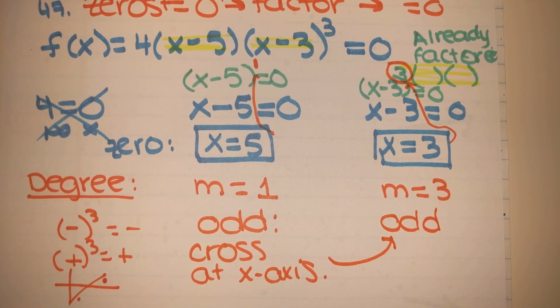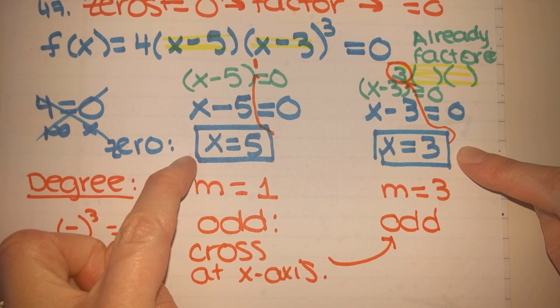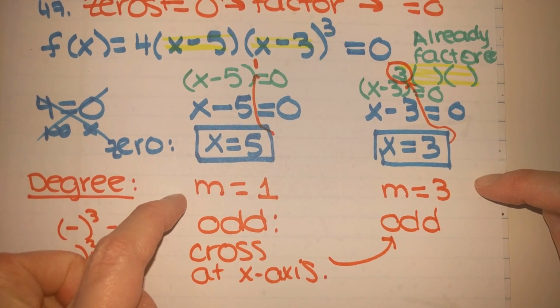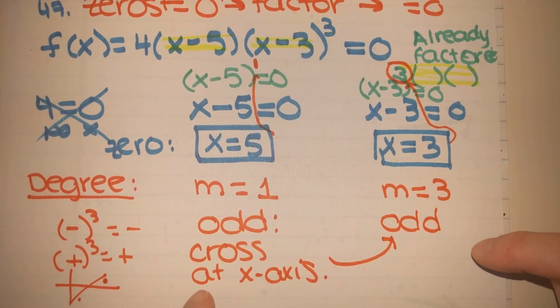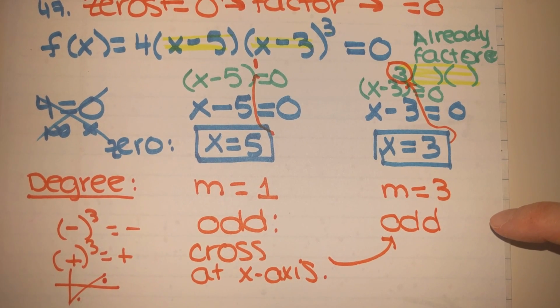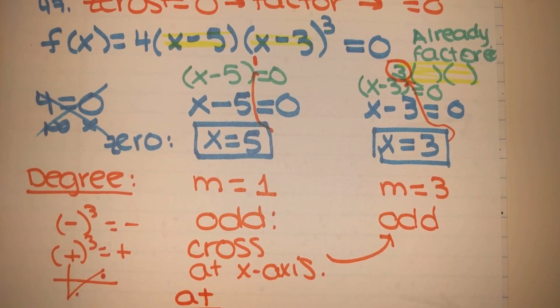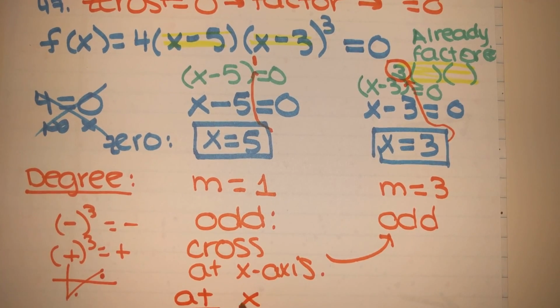So in this question, our zeros are 5 and 3. Multiplicity is 1 and 3 respectively. And because both of those multiplicities are odd, this function we will see crossing at the x-axis at those zeros. So it's going to cross at the x-axis at x is equal to 5 and x is equal to 3.